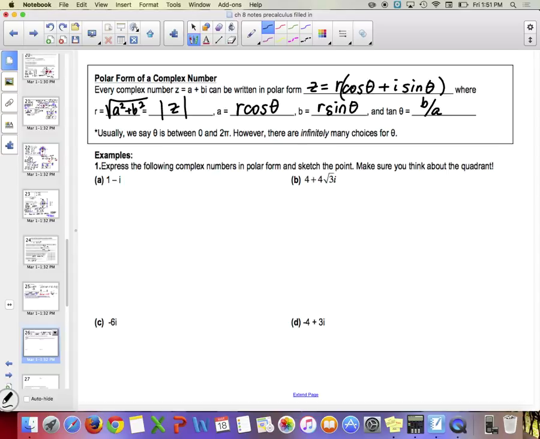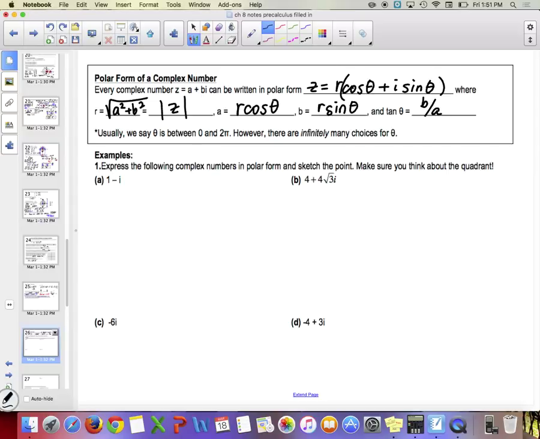Okay, usually we say that theta is between 0 and 2 pi. However, there could be infinitely many choices for theta, and we understand that because you could rotate around the unit circle. You could put it in degrees. There's lots of ways we could write theta. Okay, just like with vectors and with our polar coordinates from before, you should always think about what quadrant you're in when you're finding theta.